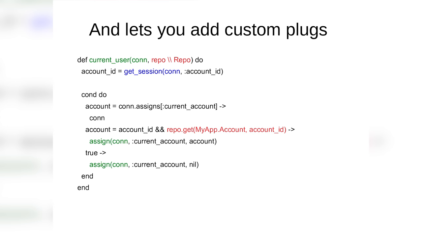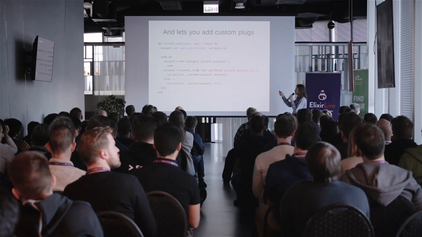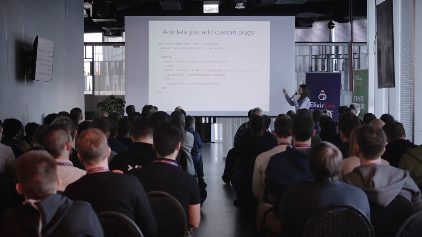So the only thing that changed in the line is that we changed the repo from capital R to lowercase r. And this means that we are now using a variable instead of a static module name. And this variable, called lowercase repo, will have the default value of the module, uppercase Repo. So this means that in our production code, nothing changes.